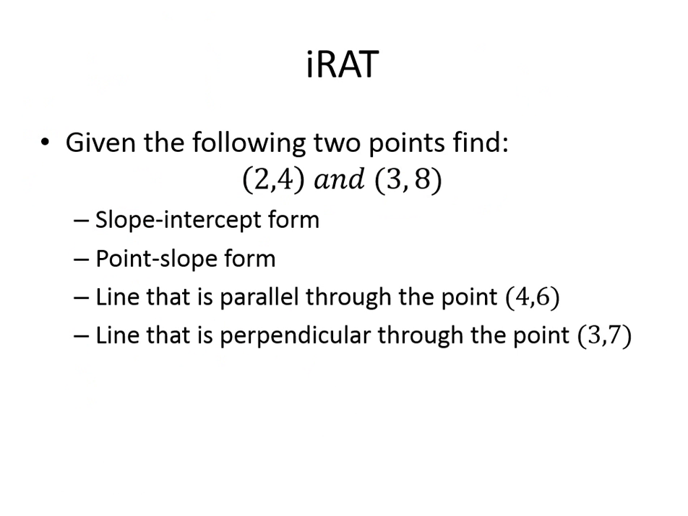Alright, so now your IRAT. What you're going to do for this is use these 2 points, (2, 4) and (3, 8). And I want you to find the slope-intercept and the point slope form made by these 2 points. So you're going to have to find the slope. And then, after that, I want you to write the function of the line that is parallel to that one through the point (4, 6) and the line that is perpendicular through the point (3, 7). So you should end up having 4 functions here, 2 that are exactly the same, and then the 2 separate ones.